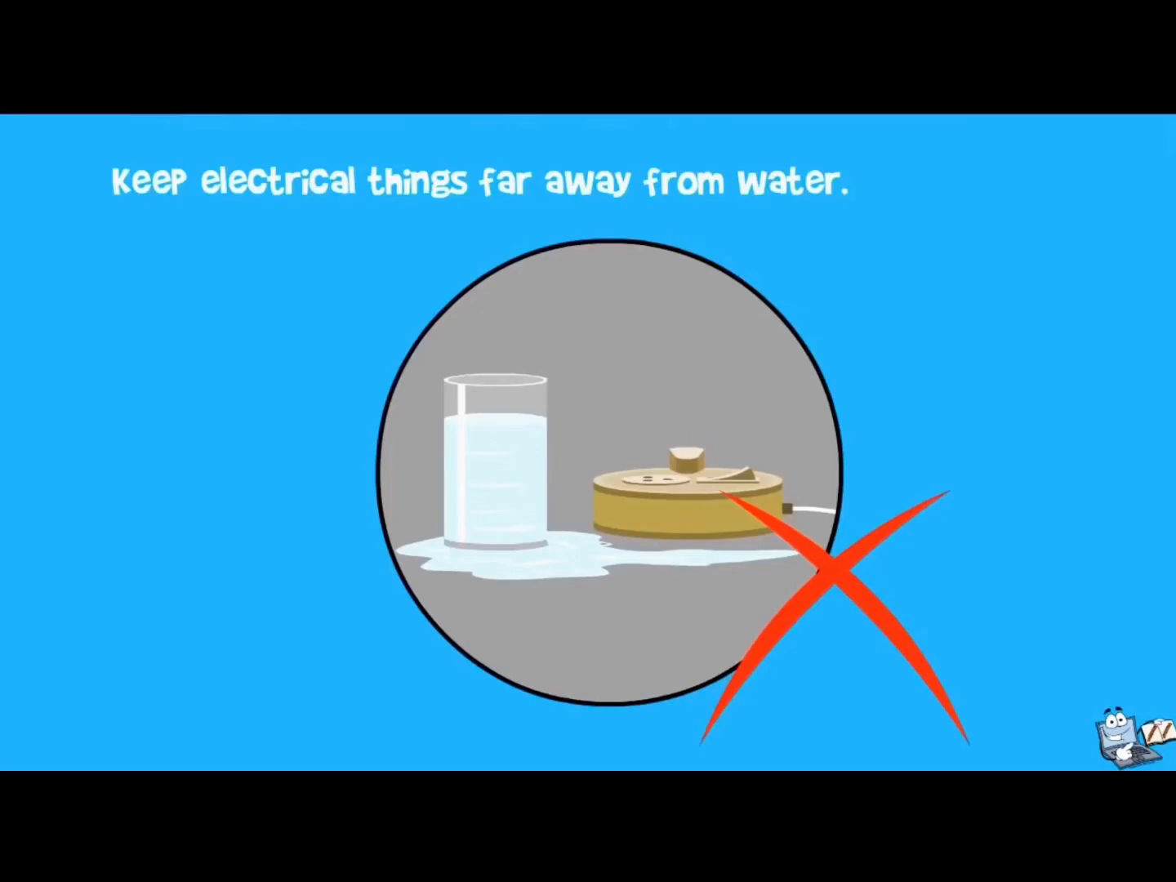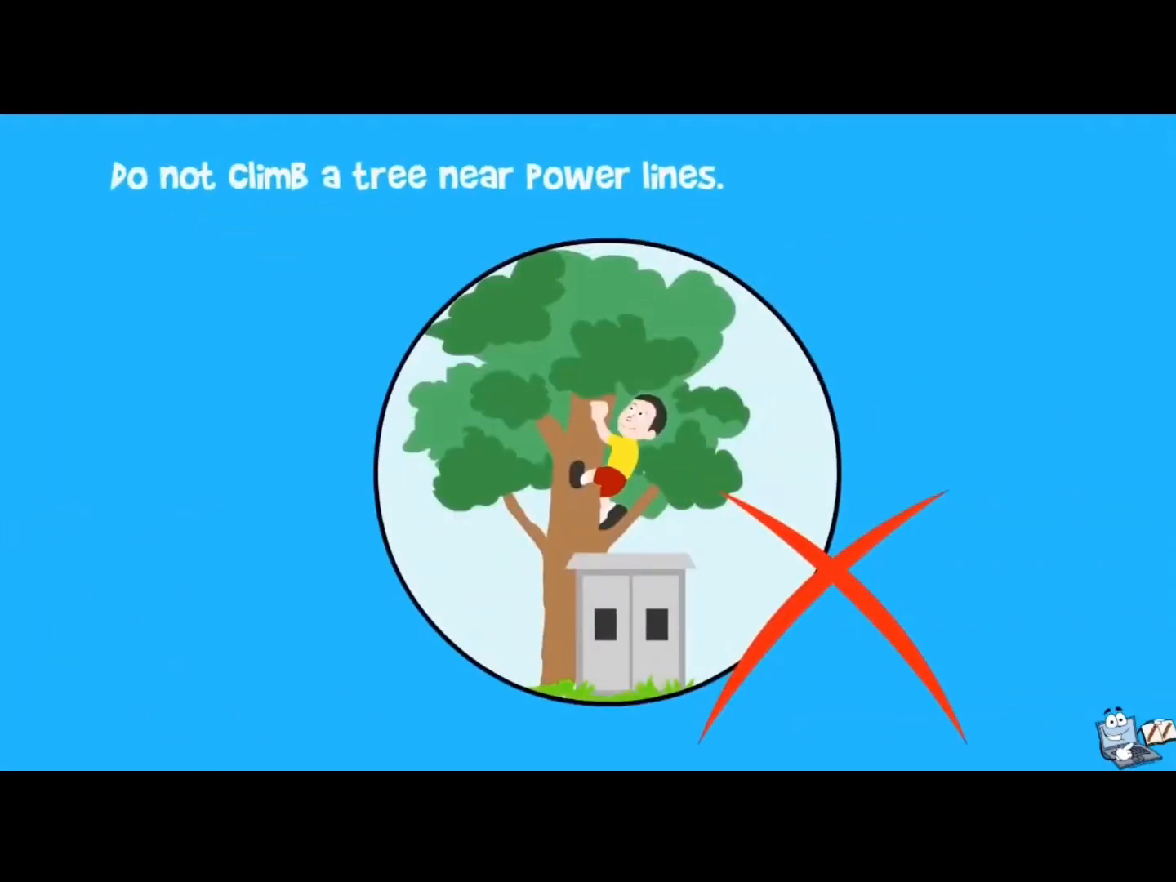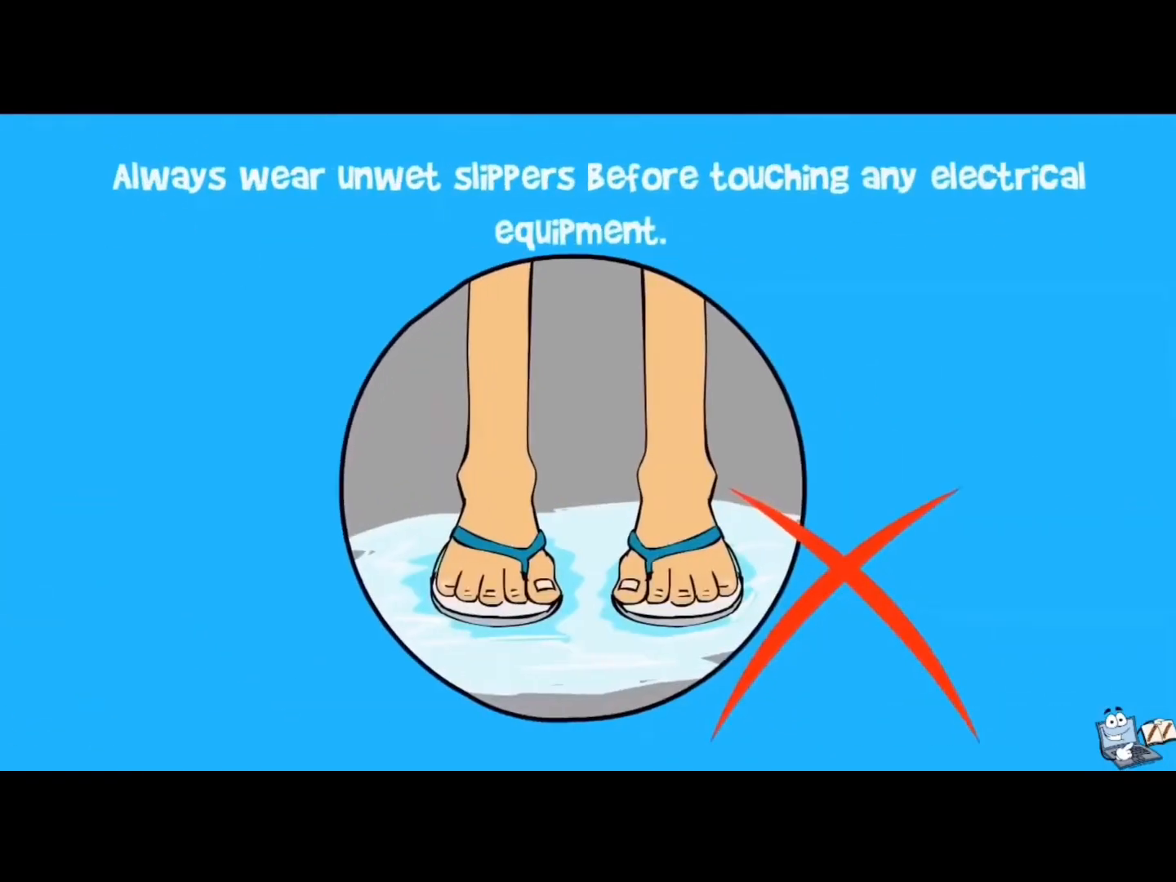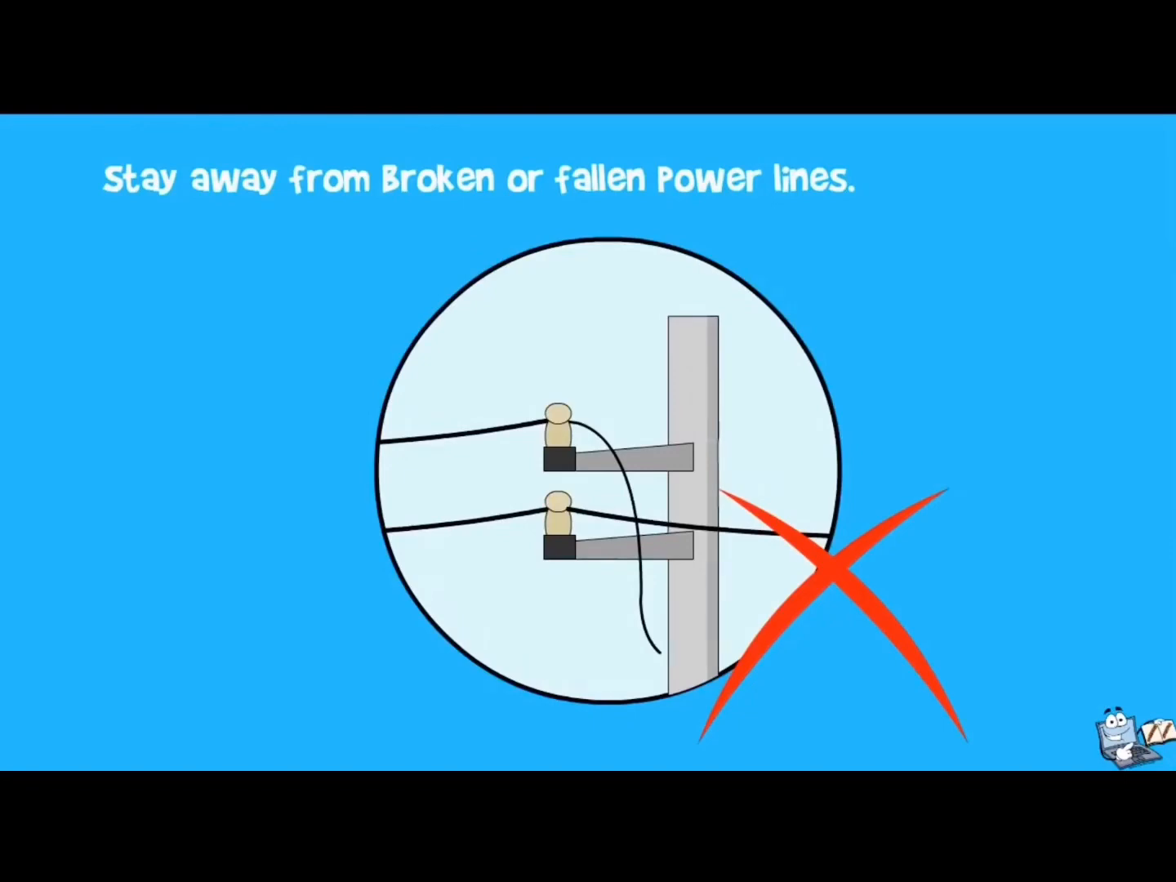Always wear dry slippers before touching any electrical equipment. Stay away from broken or fallen power lines. Always ask your parents' help before touching electrical equipment.